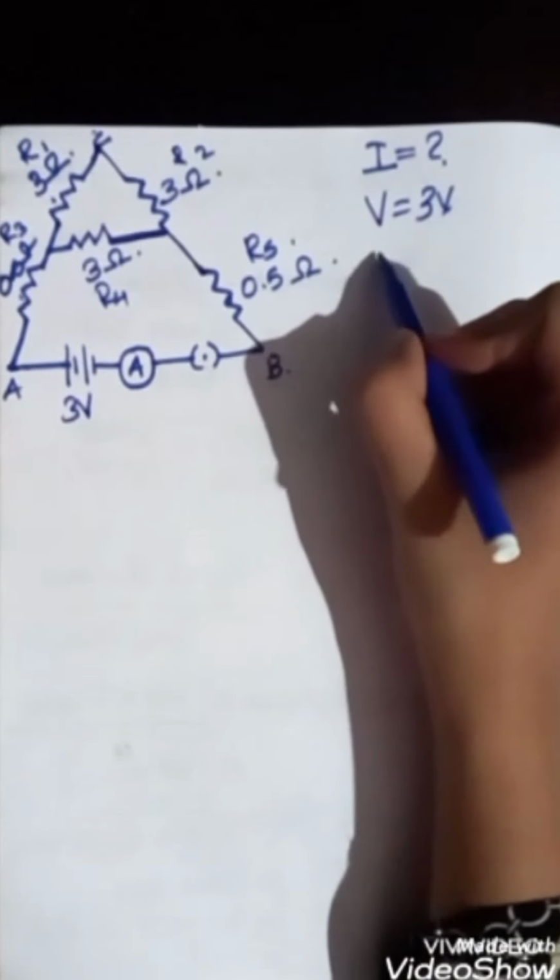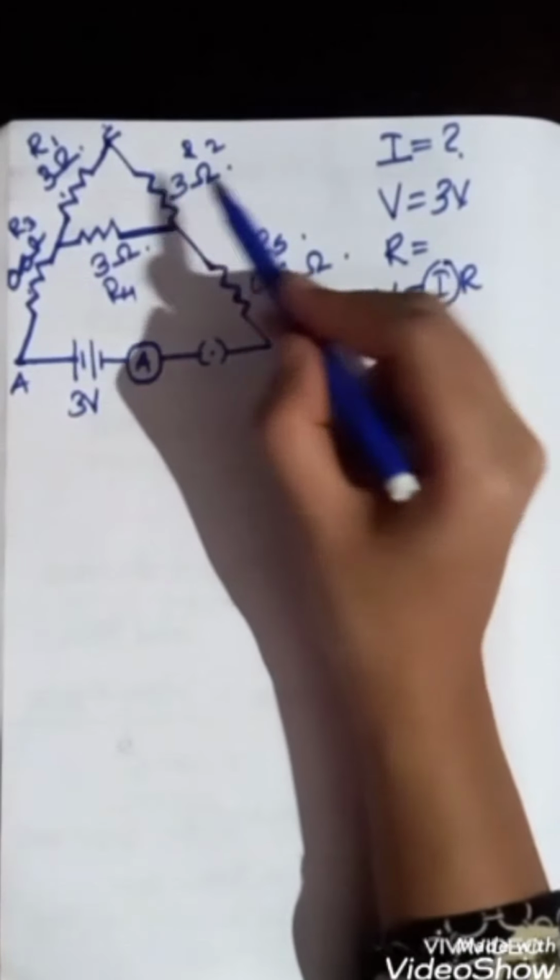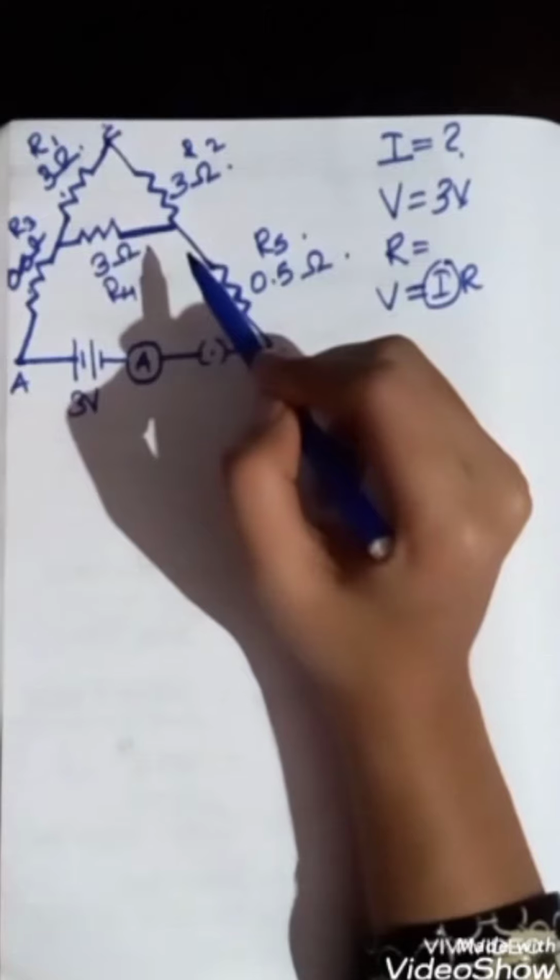V is equal to 3 volt, and we have to find the current. That is, here we need to find the total resistance of this circuit. We know that according to Ohm's law, V is equal to IR. We have to find the current. The V is also given, that is 3 volt. We have to find the total resistance or the effective resistance of this circuit.